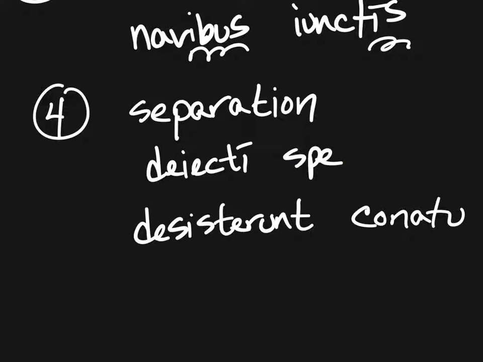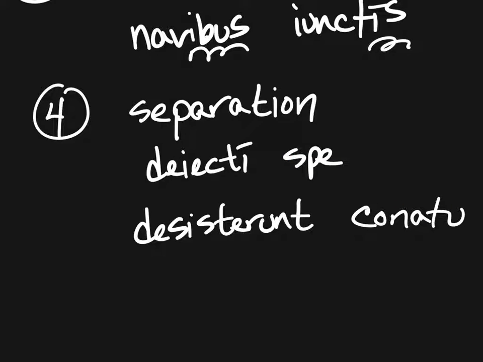Another example is desisterant conatu. Okay, without giving any spoilers, let's see what happens. Desisterant means they stop, and conatu is an attempt. Again, we're separating. They stop themselves from this attempt. So the ablative can show separation from hope, from something that you want.